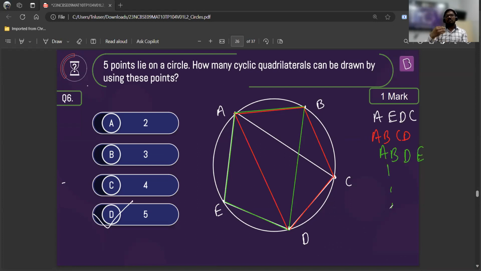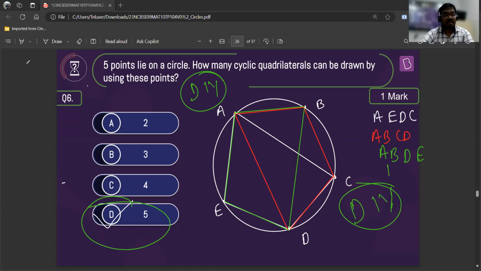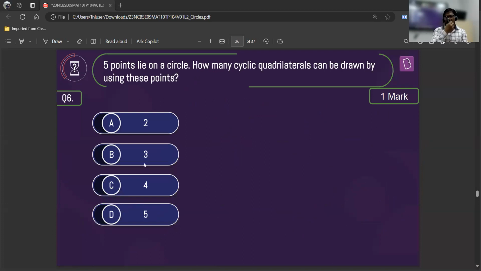Similarly, you will draw two more by your own, right? So in short, we got 5 cyclic quadrilaterals. By changing the different colors, you just draw and try to do. I'm giving you homework, this one. Do this activity yourself, the DIY part, right? Do it yourself, the other two quadrilaterals. This is quite an interesting question, because this question is not in the NCERT textbook, right?